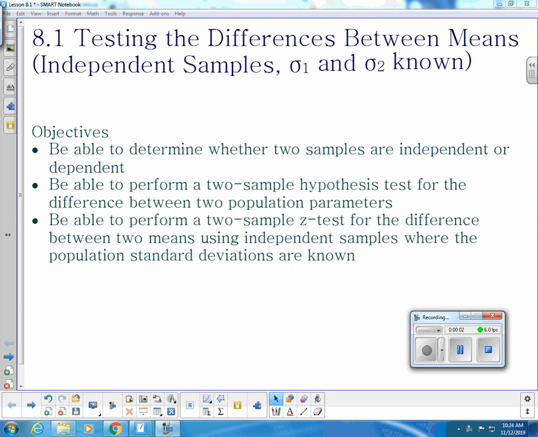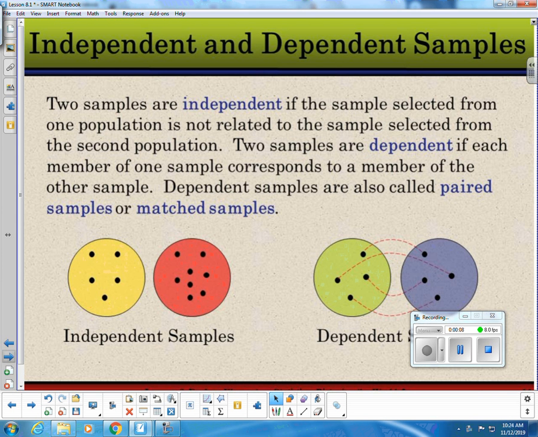Okay, chapter 8 is again on hypothesis testing, but now we have 2 samples. And we are going to concentrate on independent samples when the standard deviation is known. So the difference between independent and dependent.